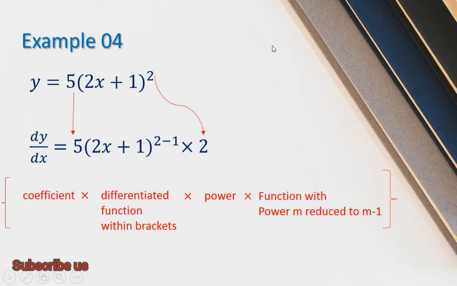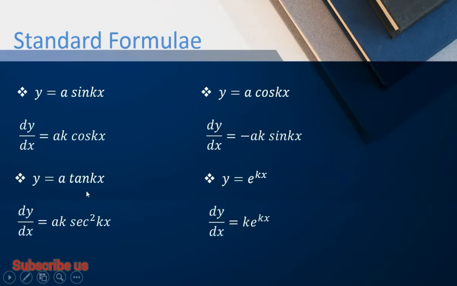Second one, if y equal a tan kx, then by differentiating we can get dy by dx equal a k sec square kx. First of all, differentiate the angle and multiply it by sec square angle. Next, here is the same way as the sin kx.